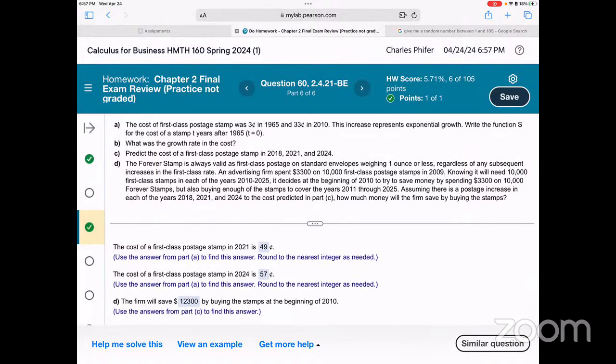For something like that, it might be easier if you just make a table, right? Like if you had the year versus the cost of 10,000 stamps, right? And you might be able to see it that way as well. So then once we got that number, we said the larger number minus the smaller number to get the difference.